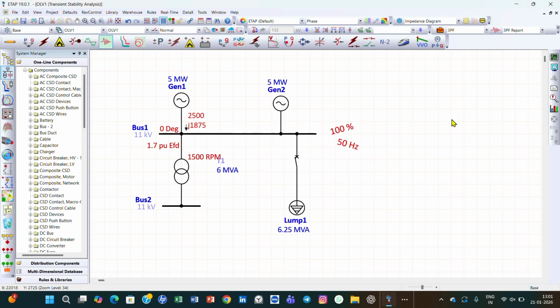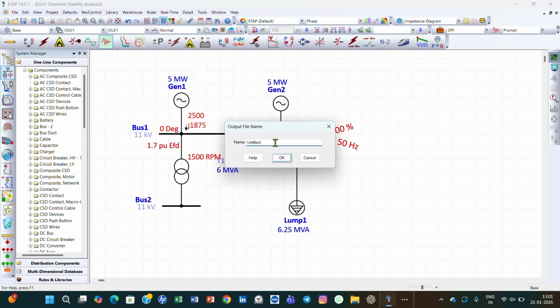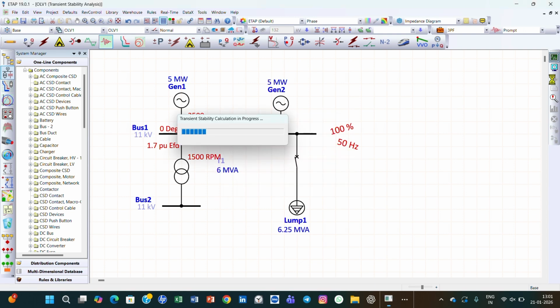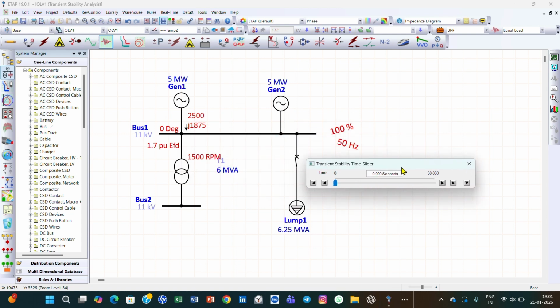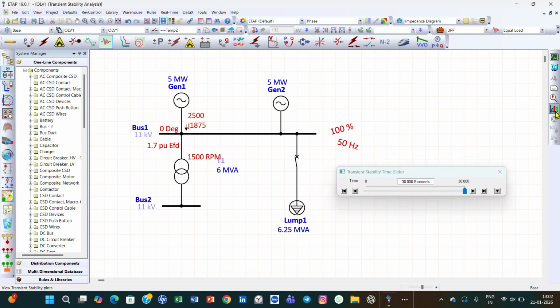Before running the transient stability, I will click here and prompt click the transient stability. Here we can write it equal load and click OK and run the transient stability, and you can see OK. Now we can go to the plots.